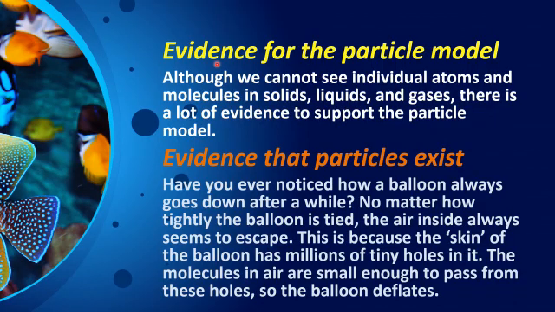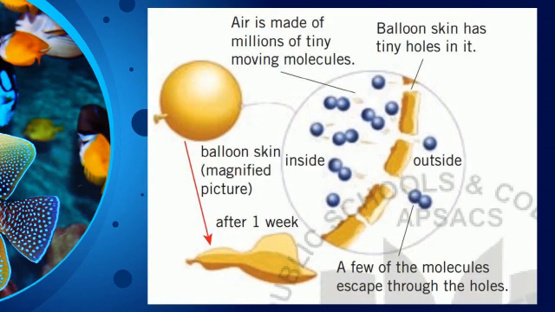Next, we have the evidence for the particle model. Although we cannot see individual atoms and molecules in solid, liquid and gases, there is a lot of evidence to support the particle model. So let's have a look at evidence that particles exist. Have you ever noticed how a balloon always goes down after a while? No matter how tightly the balloon is tied, the air inside always seems to escape. This is because the skin of the balloon has millions of tiny holes in it. The molecules in the air are small enough to pass through the holes, so the balloon deflates. Let's have a look at the structure of the balloon.